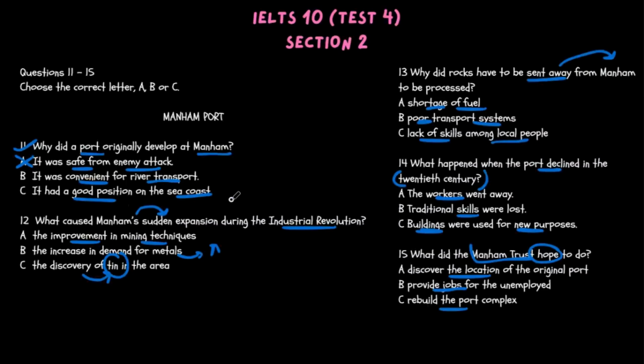This means that it was not a good position on the sea coast because the boats can go no higher. So C would also not be the answer. Thus, our answer for 11 would be B. Now, moving on to the 12th one.